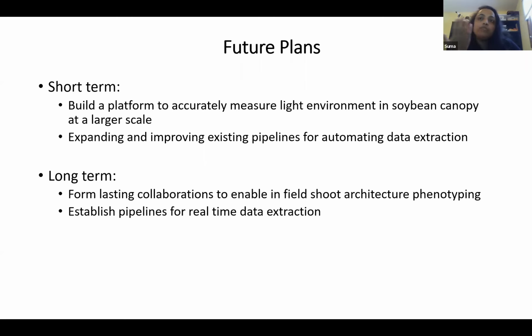We've already collaborated with the math department, and we're talking to you guys. So we want longer lasting collaborations with people within our university, and hopefully with other experts outside the university, to take what we're doing at a smaller scale to a much larger scale. So that's our future plans.